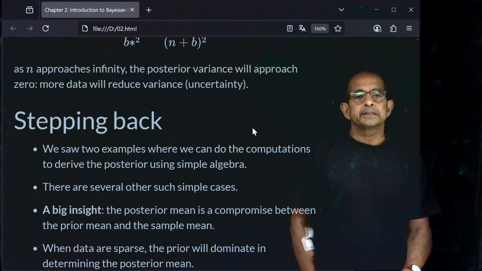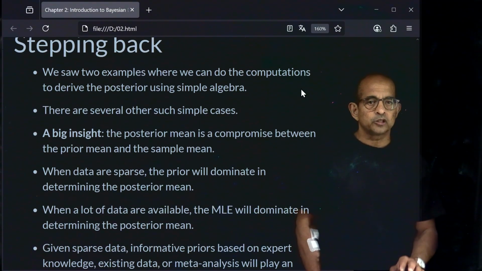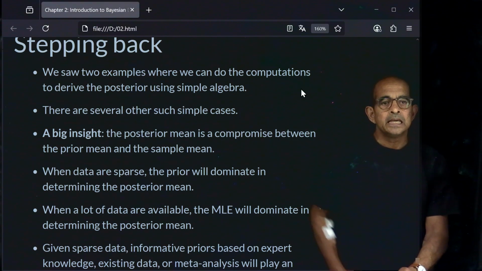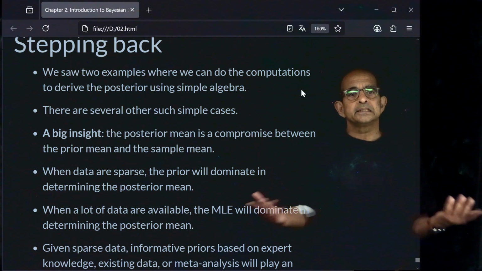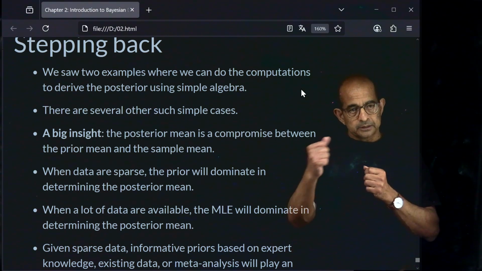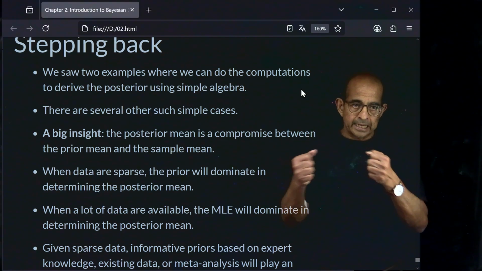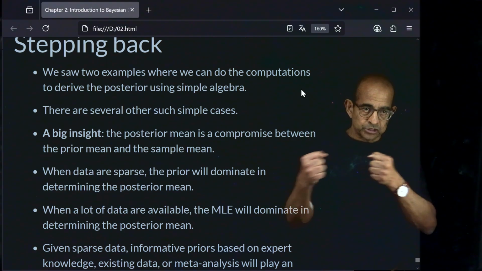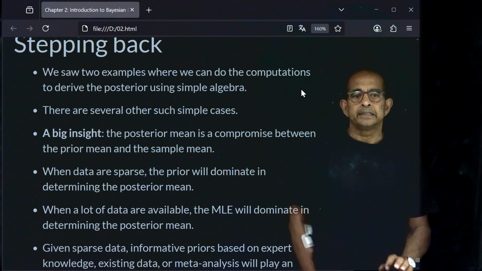So stepping back, we saw two examples of conjugate cases. One is the beta binomial, the other is the Poisson gamma. We used simple algebra to derive the posterior up to proportionality. I showed you the importance of the prior and the likelihood in determining the posterior. I also showed you that the posterior is a kind of compromise between the prior and the likelihood.